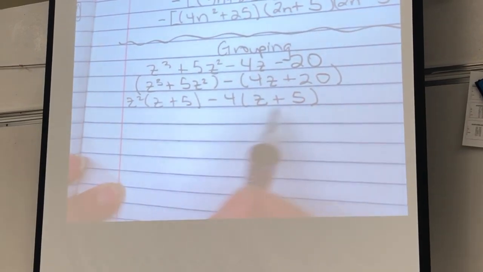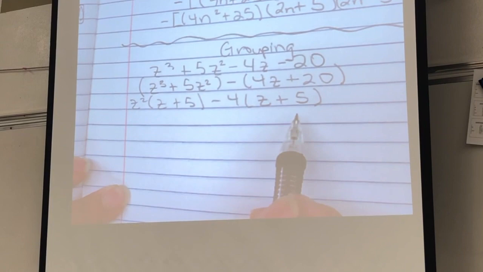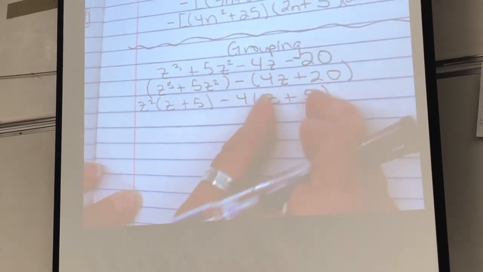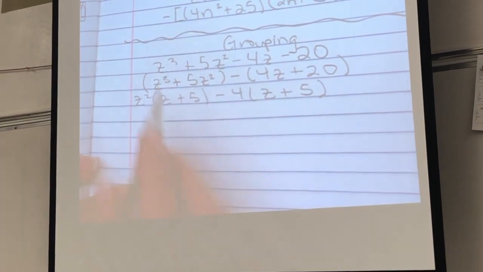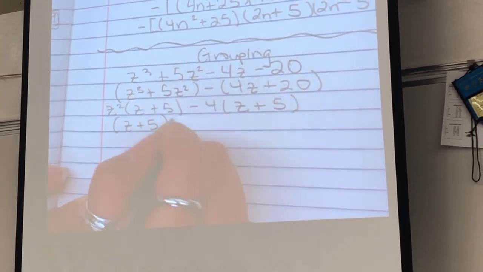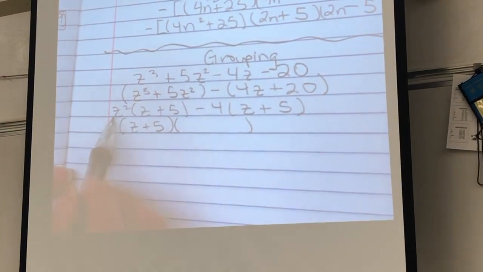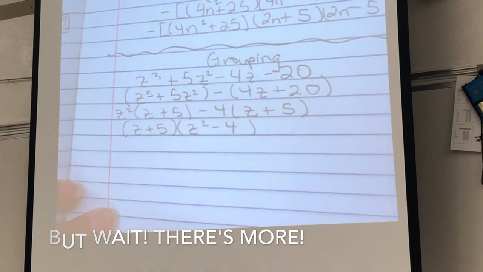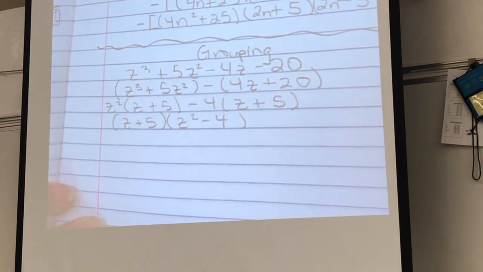What do you see that's similar in these two terms? Z plus 5. So now I'm going to factor out the z plus 5, and you're going to leave what's left, which is z squared minus 4. But wait, we're not done.